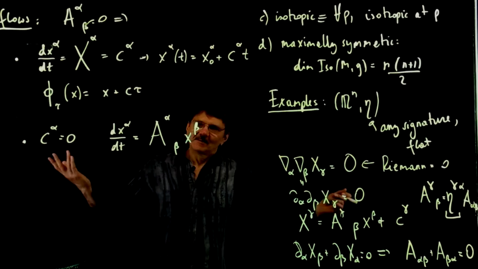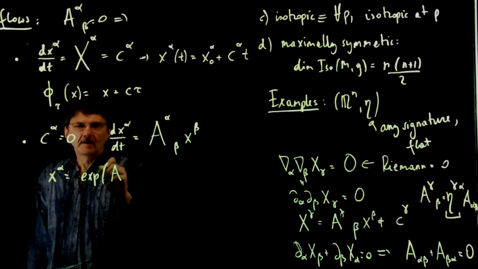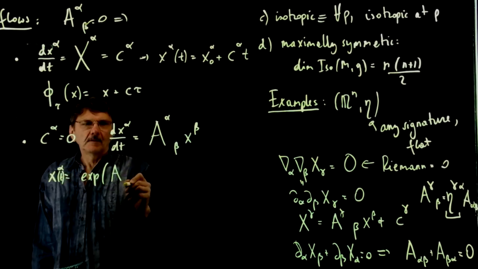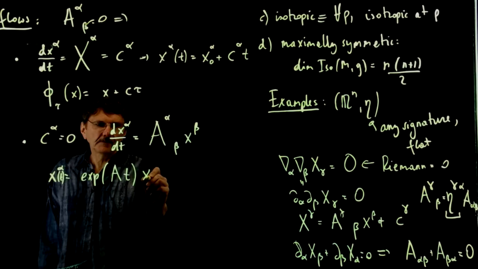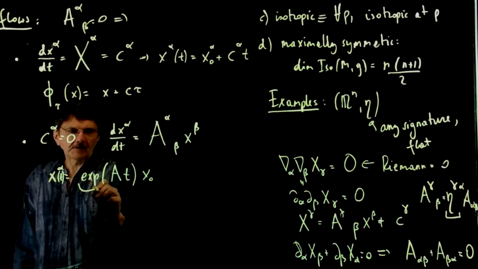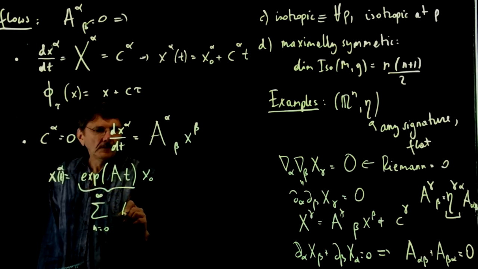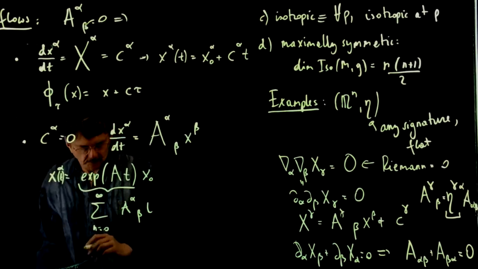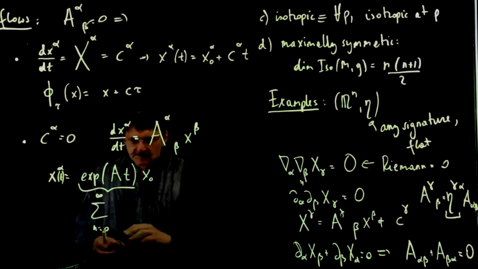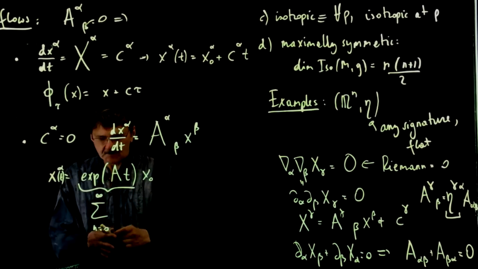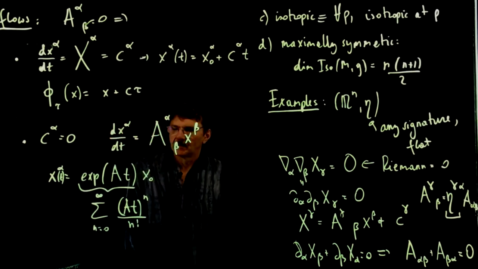How do I do this? Well, exponential of a matrix, right? So x^α is the exponential of A times t acting on x naught. What is the exponential of a matrix? Well, that's the obvious definition, right? This is the sum from n equals 0 to infinity of the matrix A times t to the power n over n factorial.